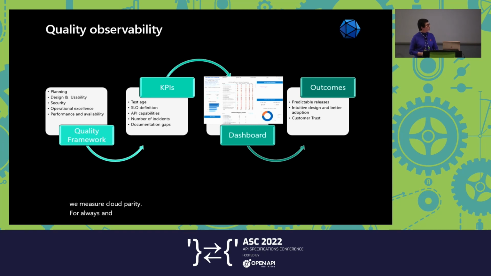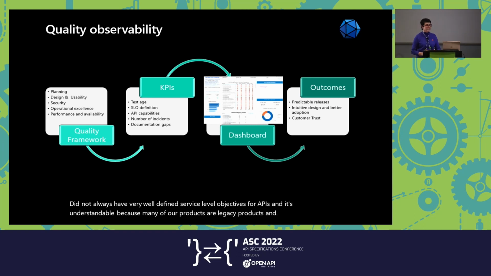And finally, for performance and availability, current KPIs are existence of service level objectives. Unfortunately, we do not always have very well-defined service level objectives for APIs. And it's understandable because many of our products are legacy products, and they have their own SLOs and SLAs, and APIs as an afterthought. So we need to focus on how APIs themselves perform, because APIs add an additional layer of interaction on top of the entire architecture. So we need to ensure that they know their SLAs and they design accordingly.